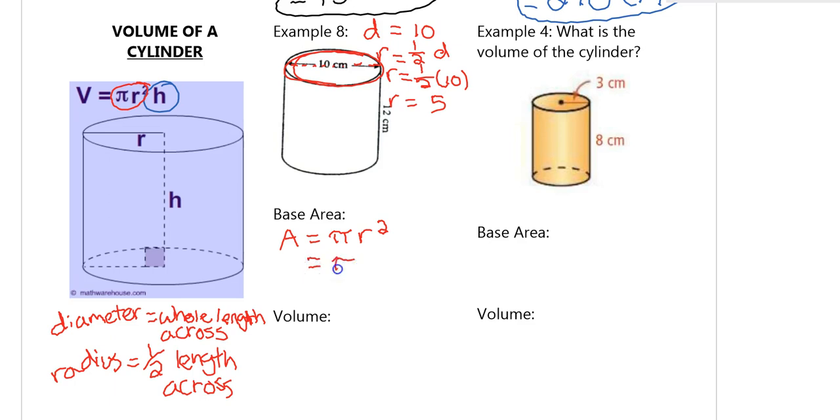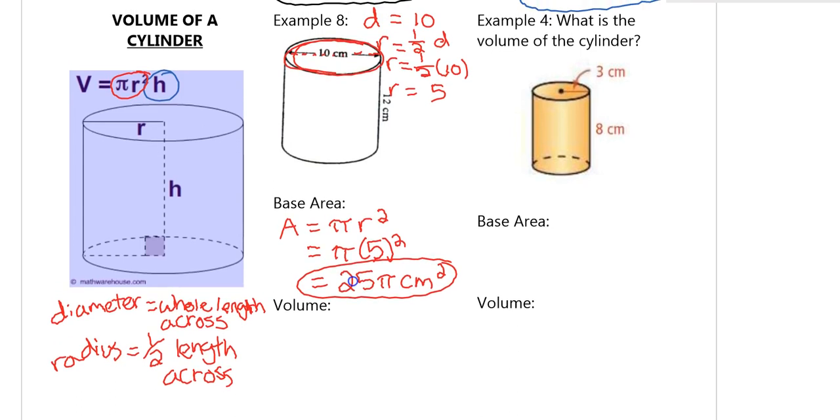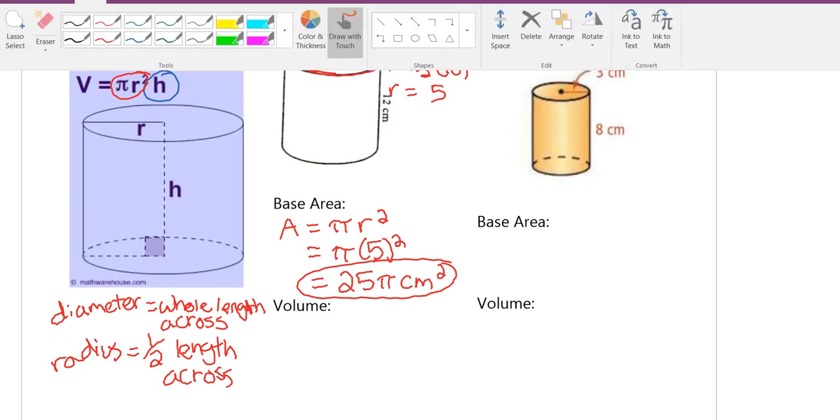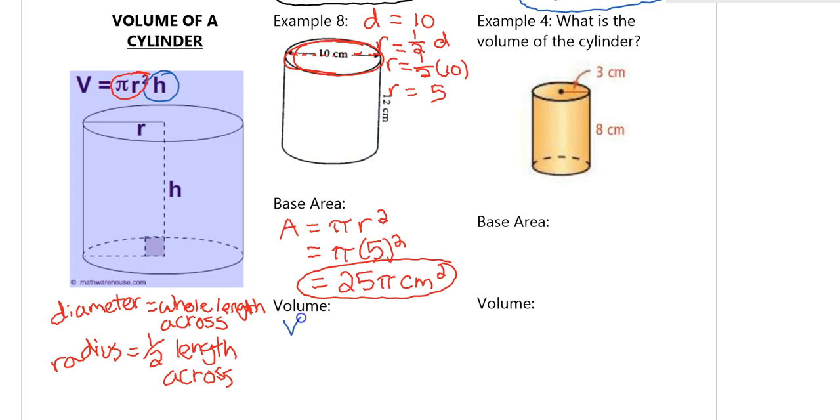So I have pi times 5 squared. Again, I only type the 5 squared into the calculator, so I get 25 pi centimeters area, so it's squared. For my volume, pi r squared times height.